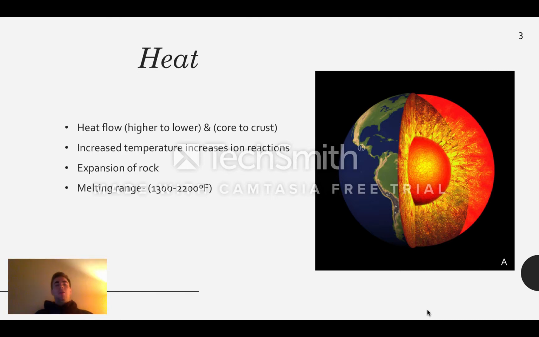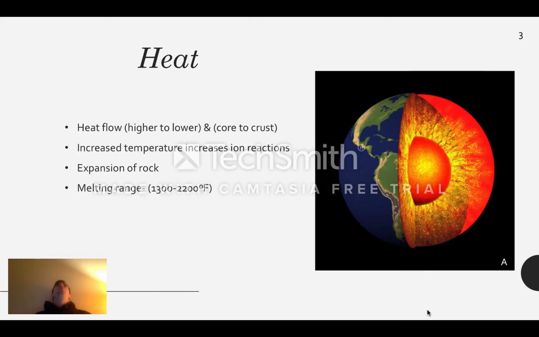Heat, as most of you would know, flows from a higher concentration to a lower. So basically if it's next to a cooler rock, it's going to want to flow into that rock and make it hotter. It also flows from the interior to the exterior, like the core, which you can see in the picture on the right. Another example is heat is also transported through the flow of magma on Earth.